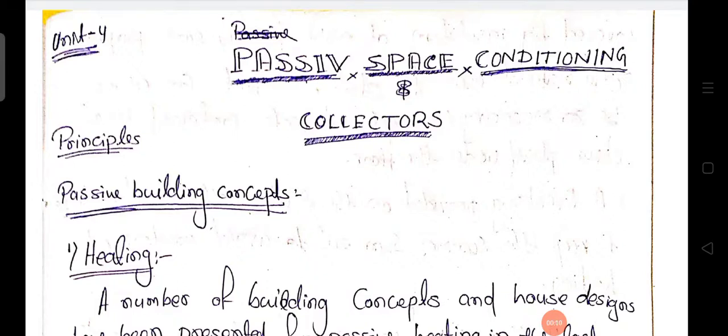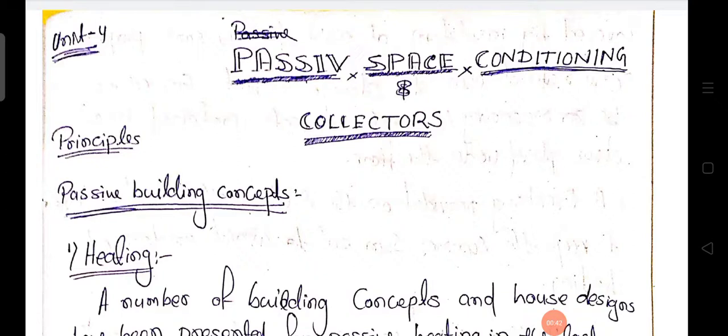In today's class, we continue our unit 4, which is passive space conditioning and collectors. In previous classes, we have already studied the principle of passive space conditioning. Today, we will study the passive building concept, that means the building design.